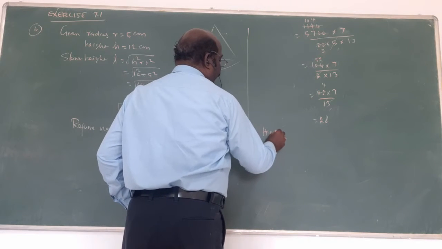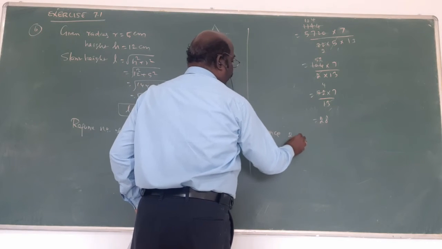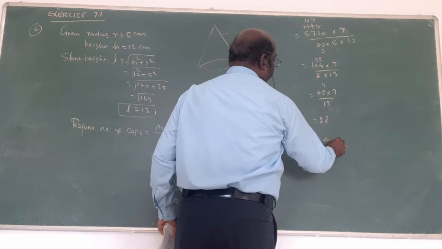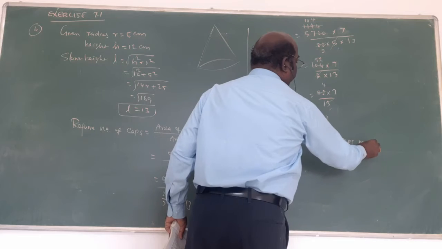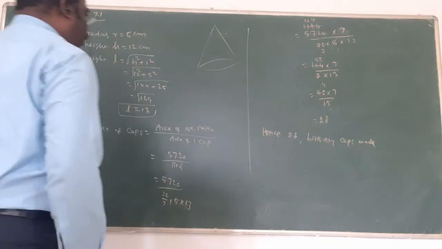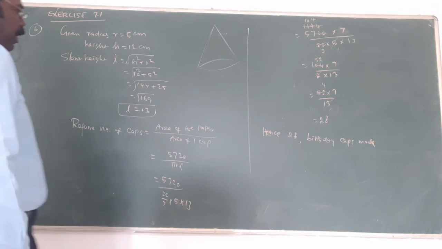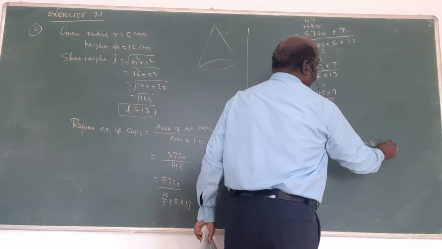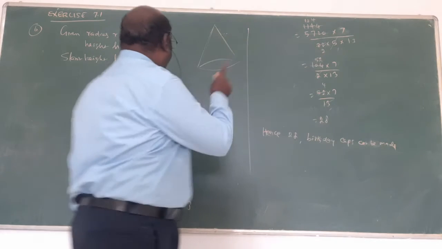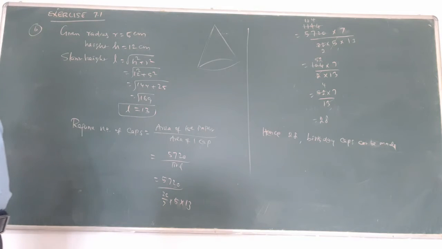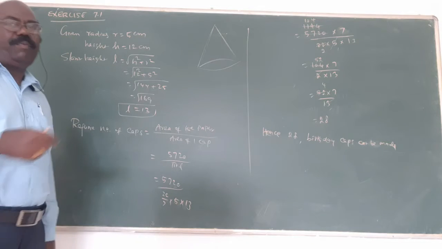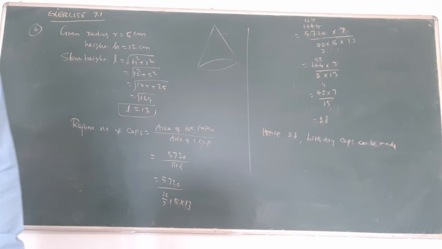Hence, the answer is 28 birthday caps can be made from the paper. Only by using the final formula, this is the idea. But the cap is in the form of a cone, that's very important.